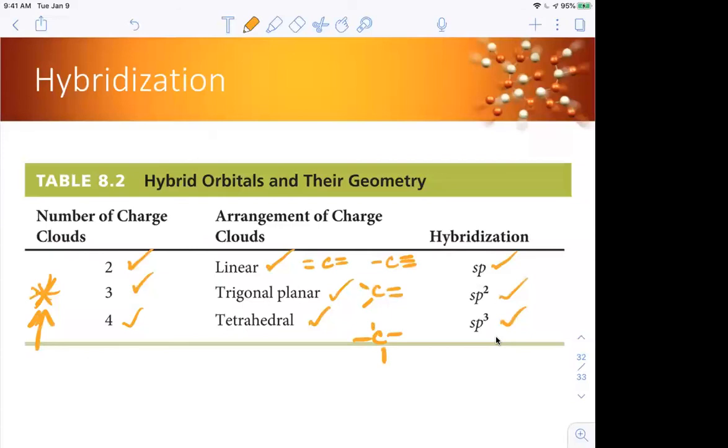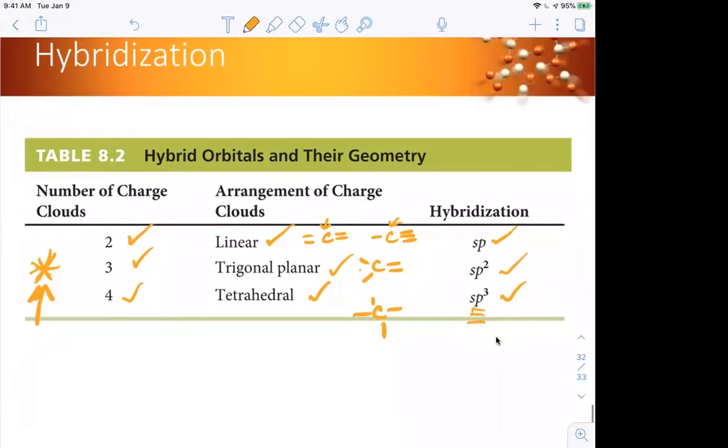If you can remember that 2 double bonds, or a triple and a single, is from sp hybridization, and that gives me a linear carbon geometry. If I have 3 charge clouds where I have 2 singles and a double bond on my carbon, that results from sp2 hybridization. And then my tetrahedral geometry, my 4 single bonds with those 109.5 degree bond angles, results from sp3 hybridization of carbon. You will be good to go.